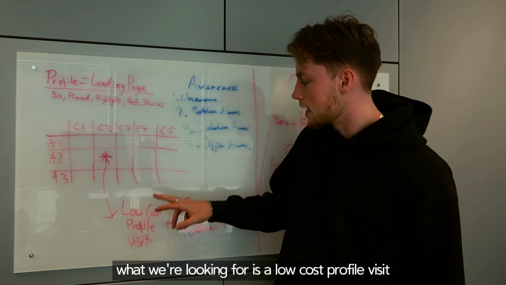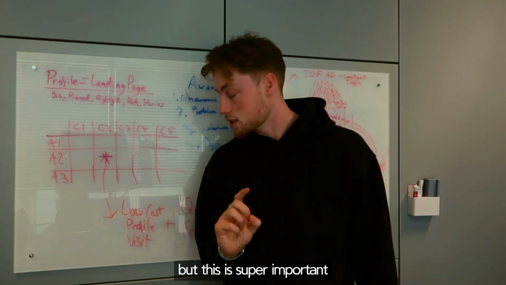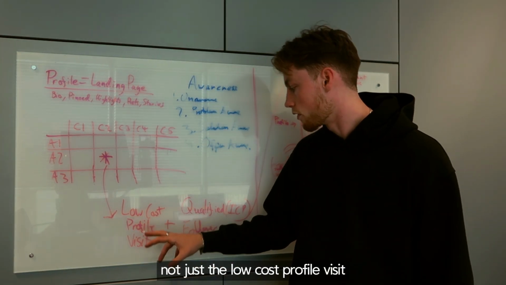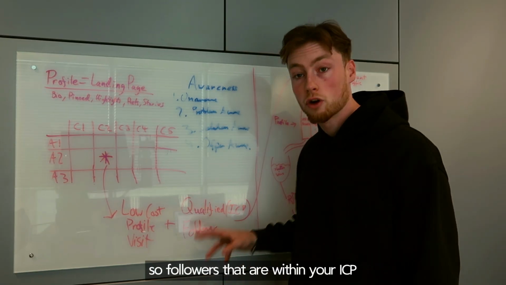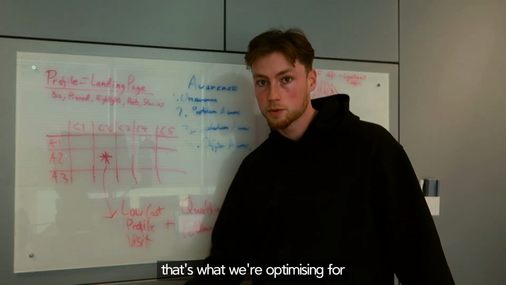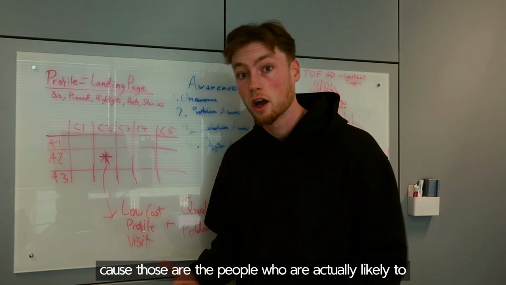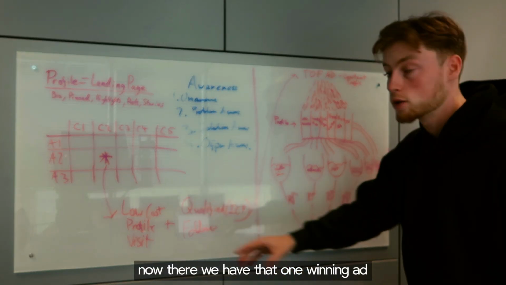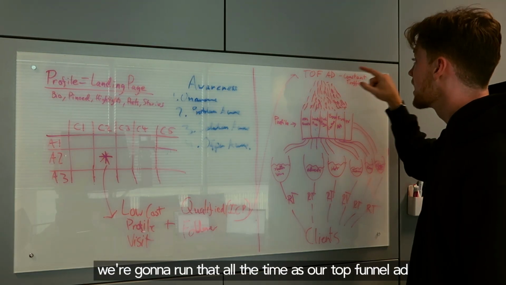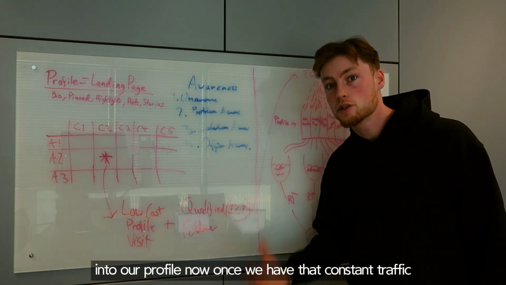Okay, and what we're looking for is a low cost profile visit, but this is super important, not just the low cost profile visit, but also a high percentage of qualified followers. So followers that are within your ICP. That's what we're optimizing for, because those are the people who are actually likely to turn into clients. Okay, now that we have that one winning ad, we're going to run that all the time as our top of funnel ad. This is going to bring us constant traffic into our profile.